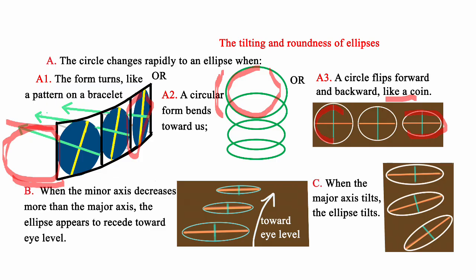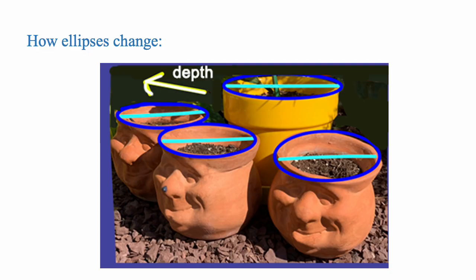Now, when the minor axis decreases more than the major axis, the ellipse appears to recede toward eye level, and we only see ellipses in this case. We don't see circles. When the major axis of the ellipse tilts, then the whole ellipse tilts. An ellipse looks like a line at eye level, which is located just above this photo. So let's say that this is eye level.